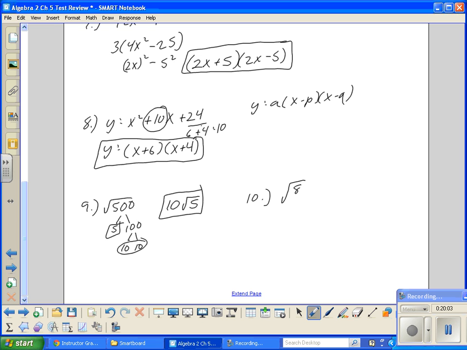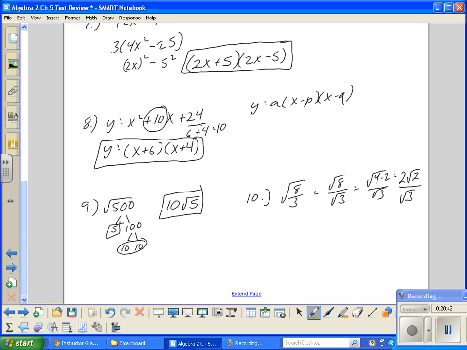10 is the square root of 8 over 3, which is the same thing as the square root of 8 over the square root of 3. And so in order to do this one, 8 is the same thing as 4 times 2. That's the square root of 4 times 2. And 4 has a square root, which is 2, so the 2 can come out, leaving the other 2 behind. And we haven't done anything with the square root of 3 yet.